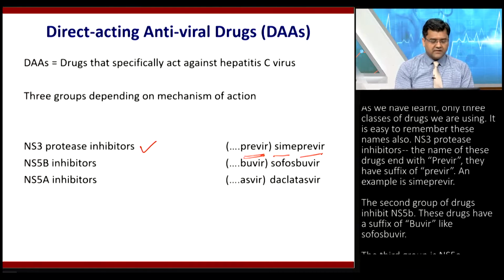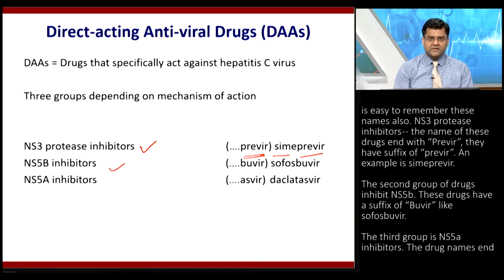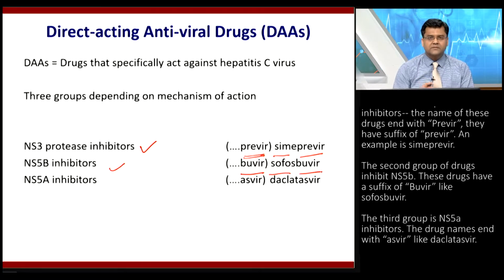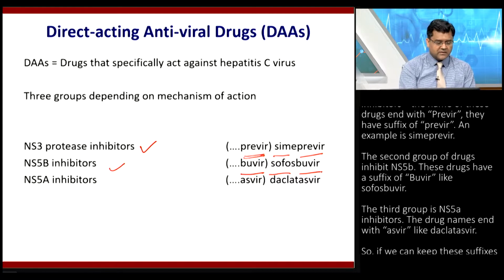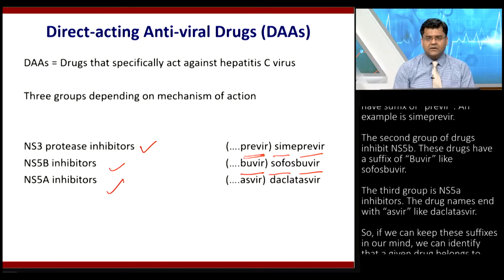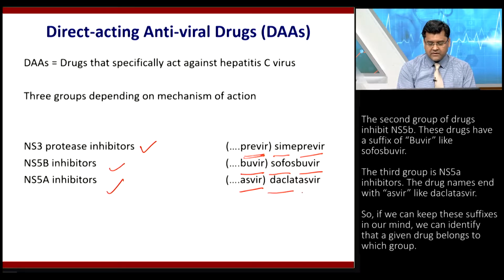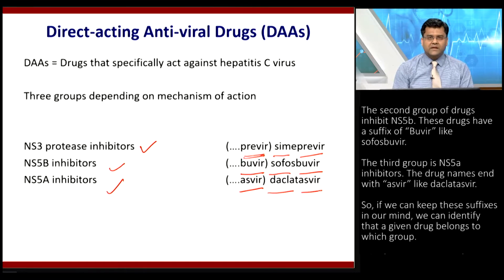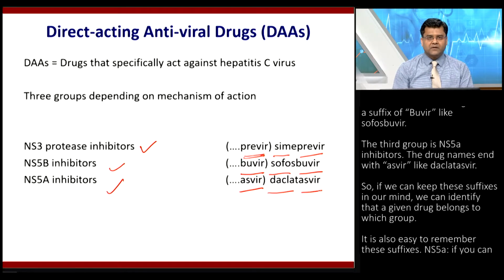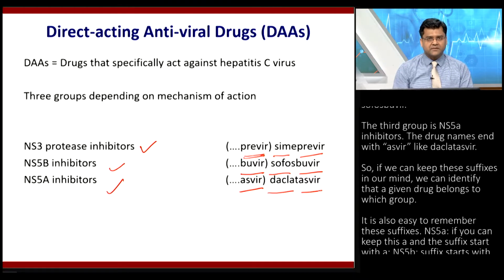The second group of drugs is NS5B inhibitors. Their drugs have a suffix of buvir, like sofosbuvir. The third group is NS5A inhibitors. The drug name ends with asvir, like daclatasvir. So, if we can keep these suffixes in our mind, we can identify which group of drugs a given drug belongs to.